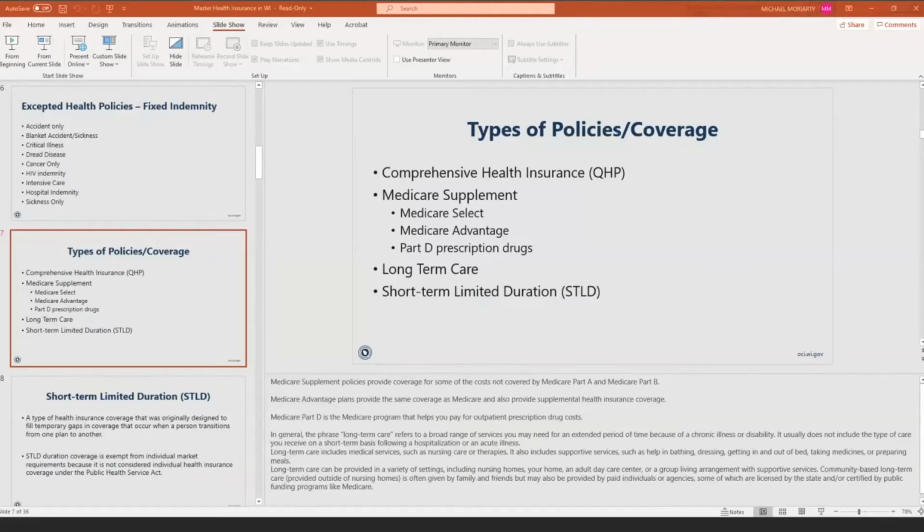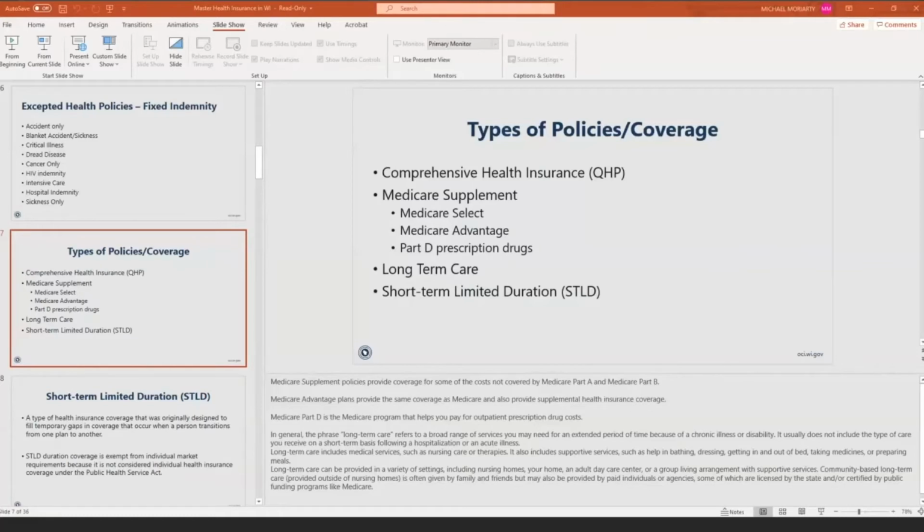And moving on to the third bullet point, long-term care. The phrase long-term care refers to a broad range of services you may need for an extended period of time because of a chronic illness or disability. It usually does not include the type of care you receive on a short-term basis following something like a hospitalization or an acute illness. Long-term care includes medical services such as nursing care or therapies. It also includes supportive services such as help in bathing, dressing, getting in and out of bed, taking medicines, or preparing meals.